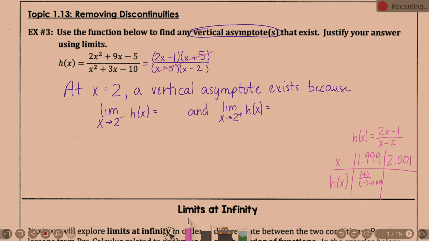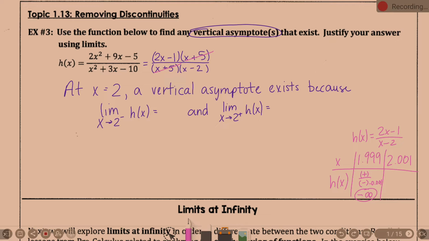When you're doing a bigger number divided by a number that's getting smaller and smaller and approaching 0, this is going to end up becoming negative infinity. This is negative infinity because it was a positive divided by a negative. So basically, if I plug 2 in the denominator and I get 0, and I don't get 0 on top, you've just got to decide is it a positive or negative infinity.